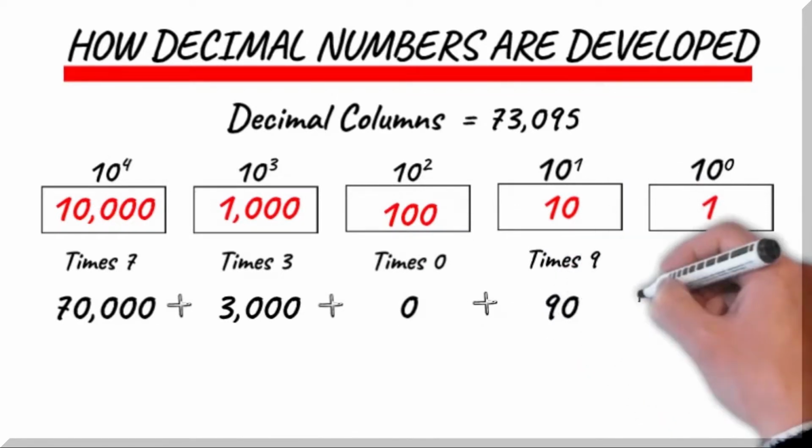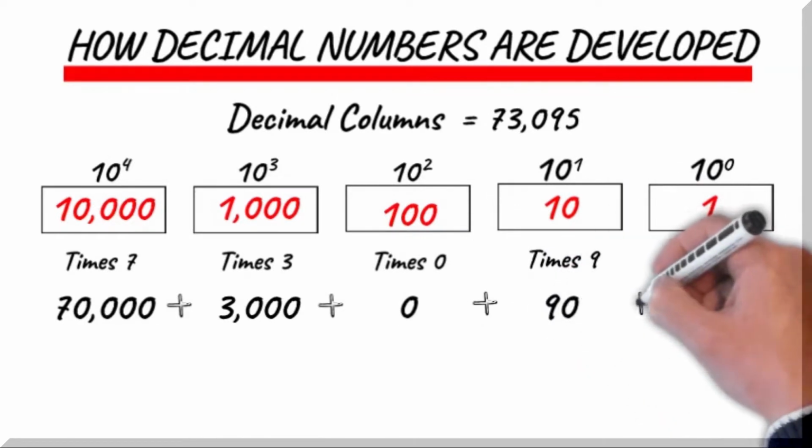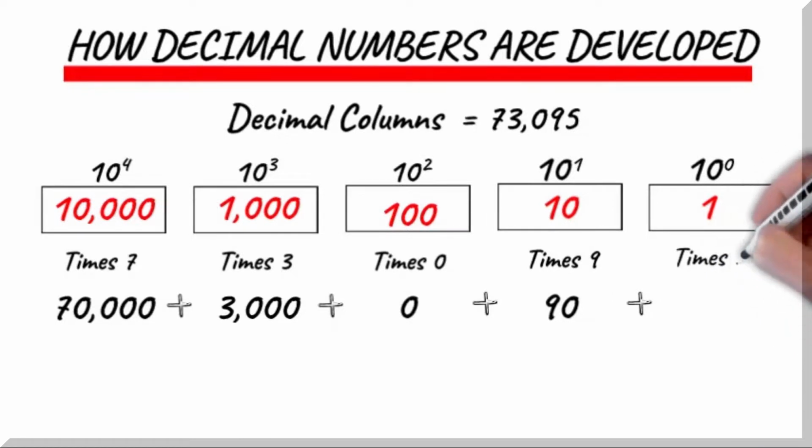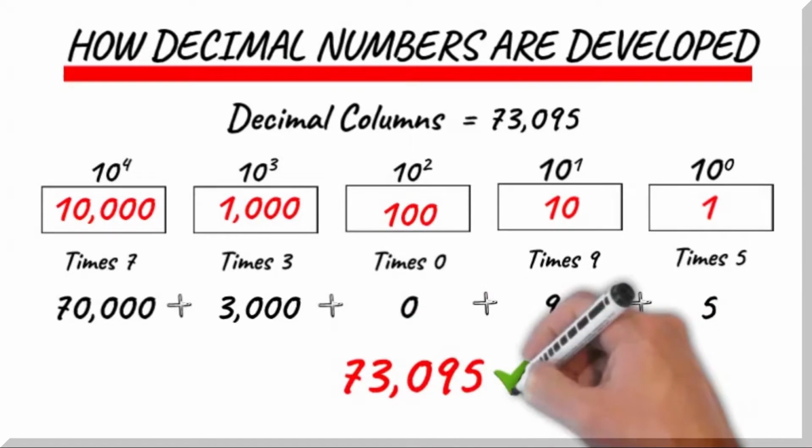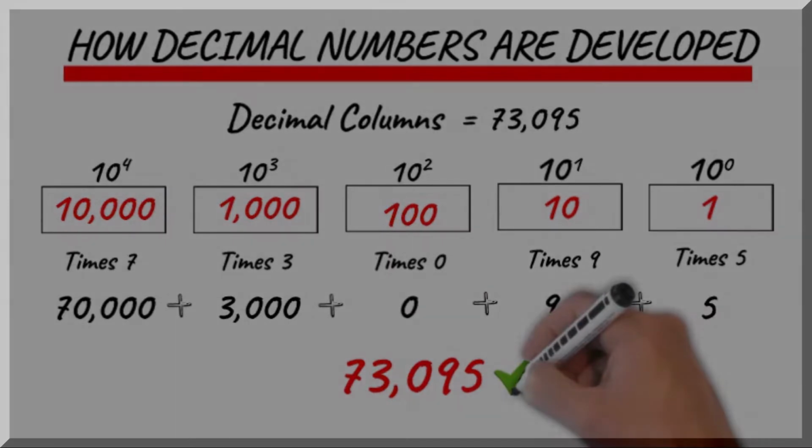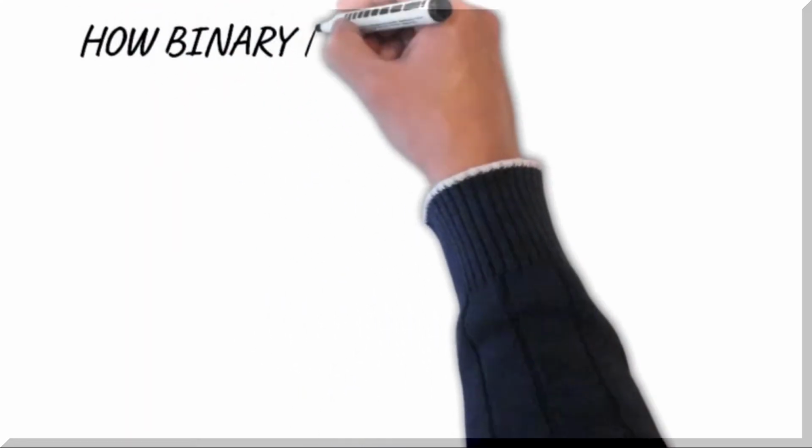Next, the tens column would be multiplied by 9, bringing the total to 73,090. With only 5 to go, the ones column would be multiplied by 5. The total of all 5 columns therefore would equal 73,095. Although we don't realize it, every time we create decimal numbers, we do it column by column. Binary numbers follow the same procedure, with two notable exceptions.